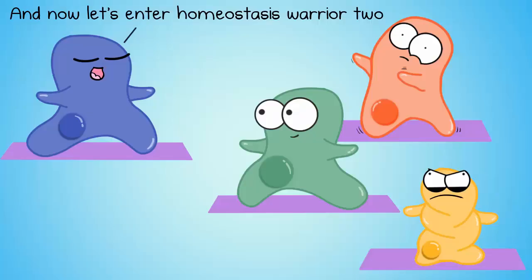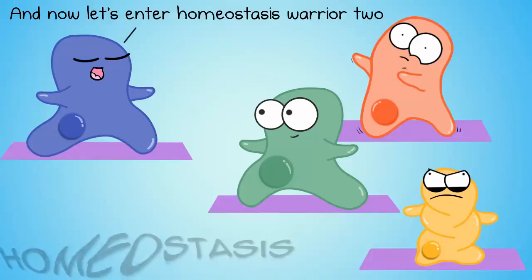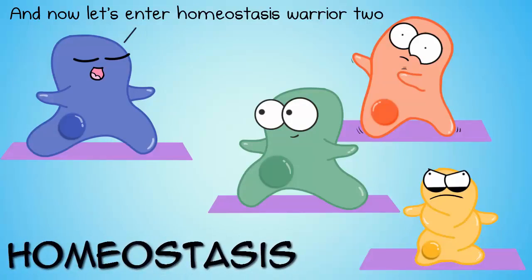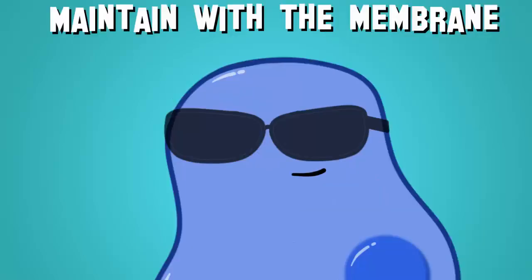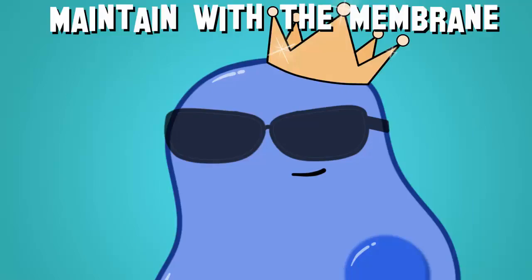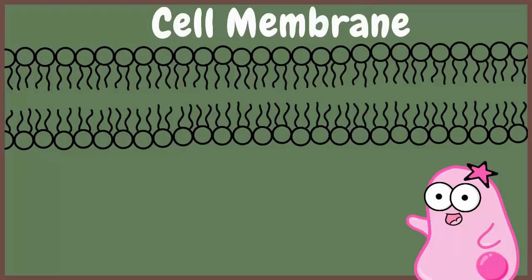It makes sense that to keep a stable environment inside themselves, otherwise known as keeping homeostasis, they must have some control on what goes in and what goes out of them. A very important structure for this that all cells contain is the cell membrane. By controlling what goes in and out, the cell membrane helps regulate homeostasis. It's the homeostasis king. Let's take a look at the cell membrane.